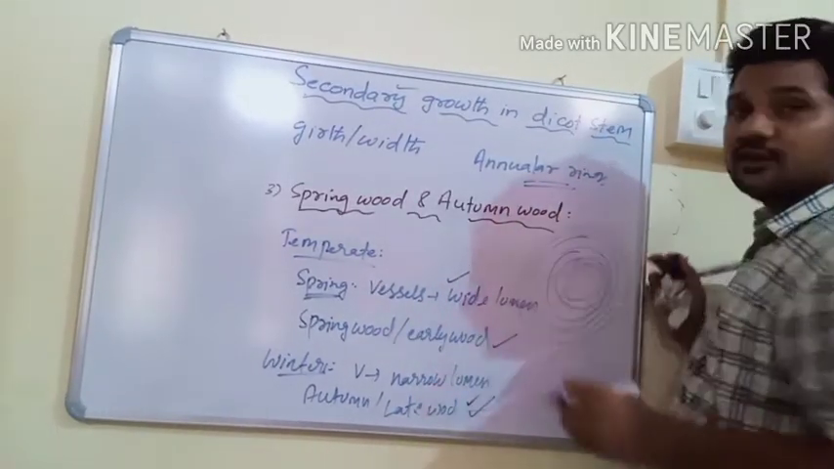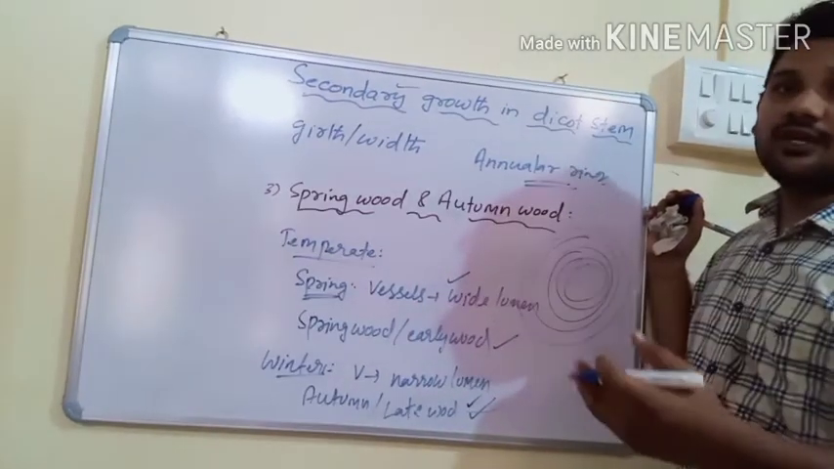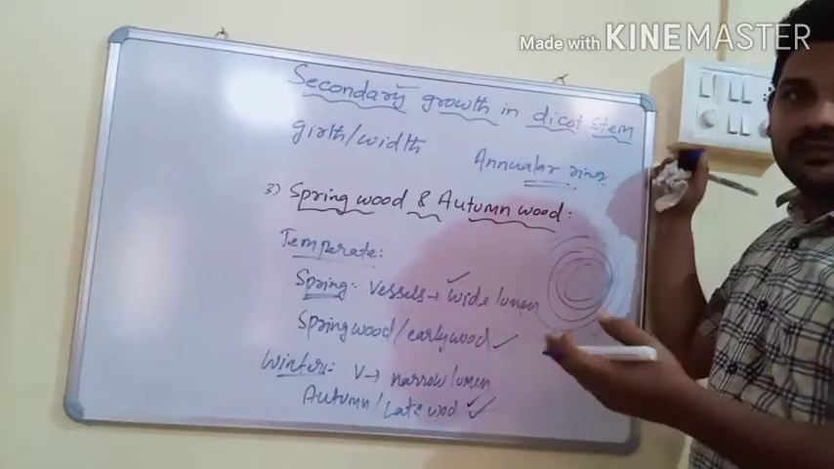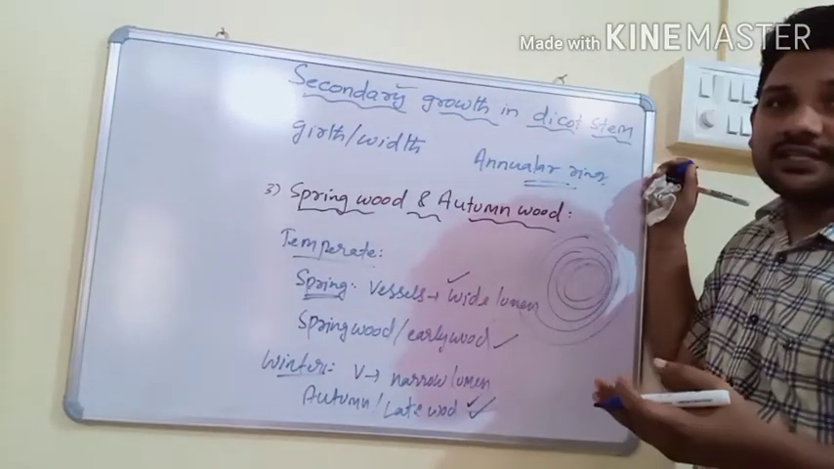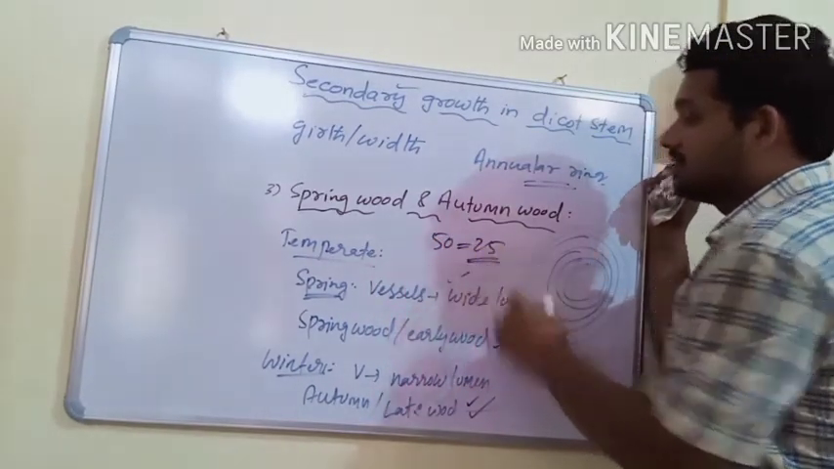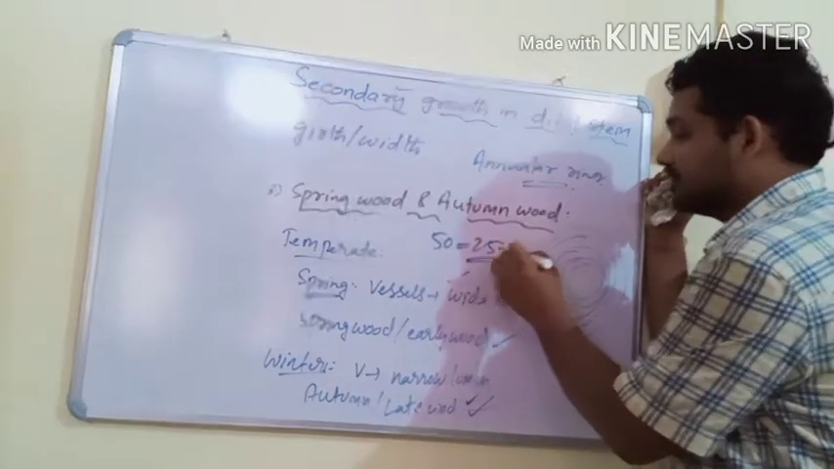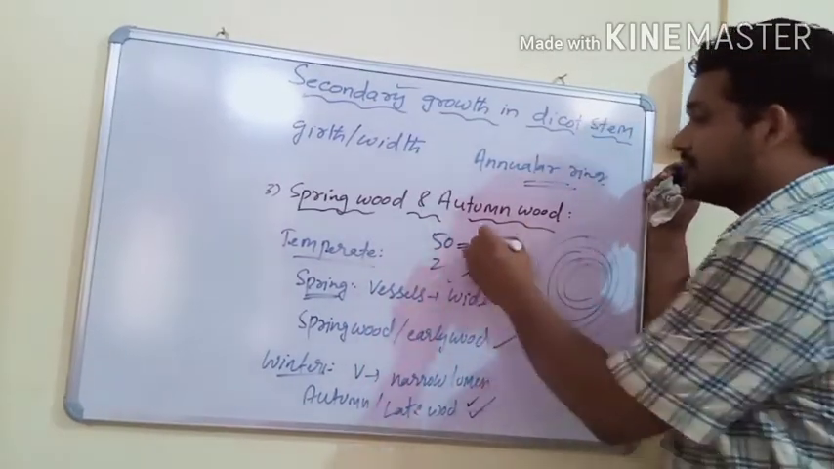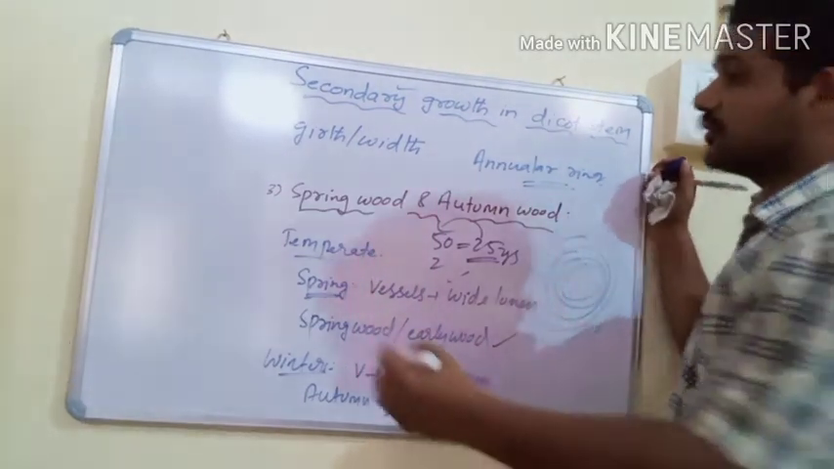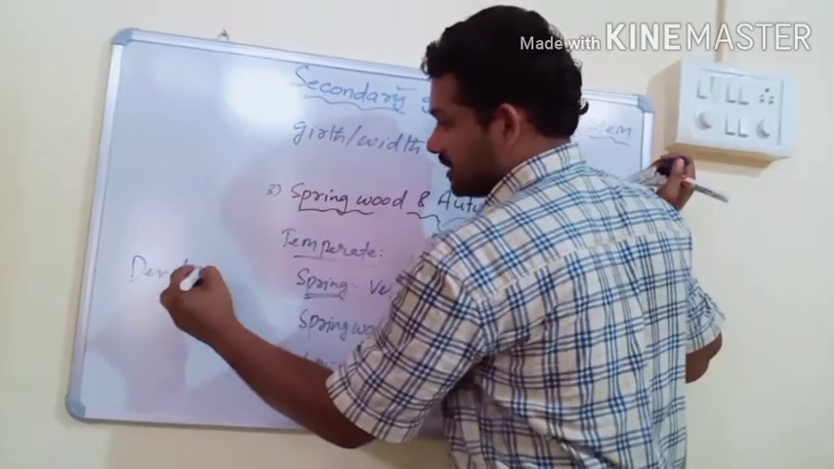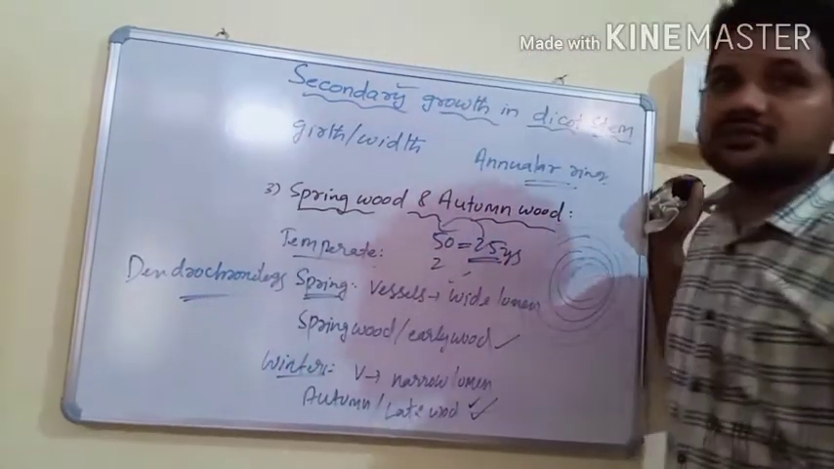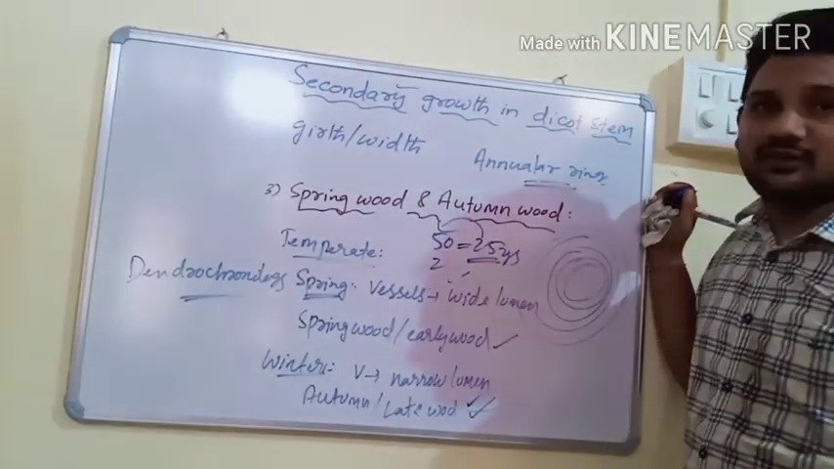So based on annular rings, we can easily find out the approximate age of a tree. For example, if you cut the wood of any tree and that wood has 50 rings, that means the age of the tree is 25 years, because in 1 year there are 2 rings. So in 25 years, how many rings are formed? Only 50. And this branch of botany is known as dendrochronology. It is a branch of botany that deals with the age of trees with the help of annular rings.